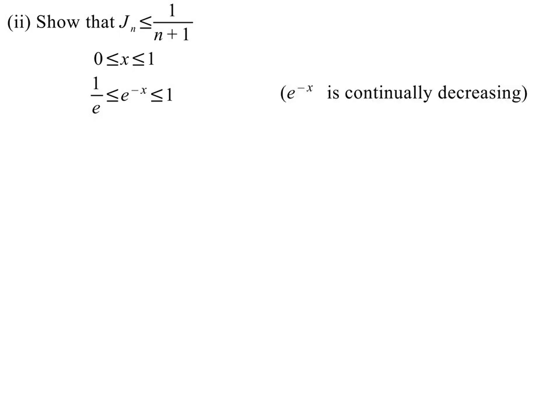I've applied the function e to the negative x to all parts of that inequality. I could do that because e to the minus x is continually decreasing, which means that the inequality sign changes. And that's why you might be looking at it and go, what? See how I've swapped them. The 0 became e to the power of 0, which is 1. But I've swapped it because it's a decreasing function. The 1 became e to the minus 1, which is 1 on e. Swapped it because it's a decreasing function.